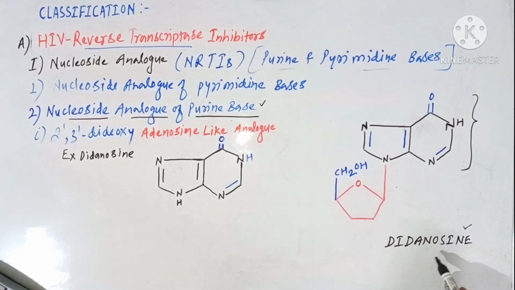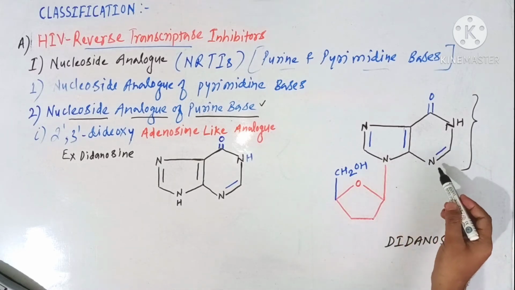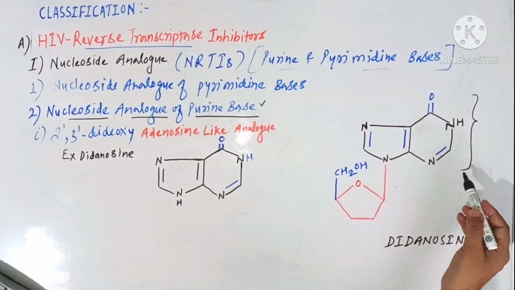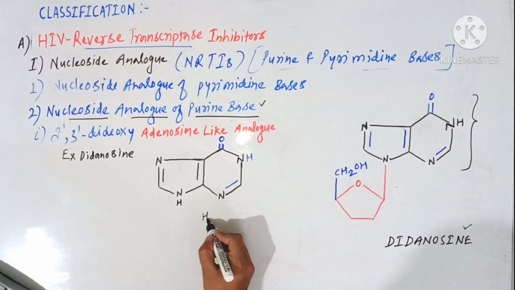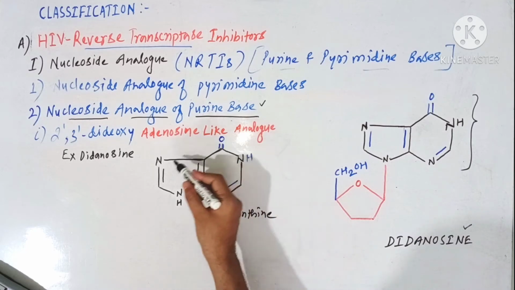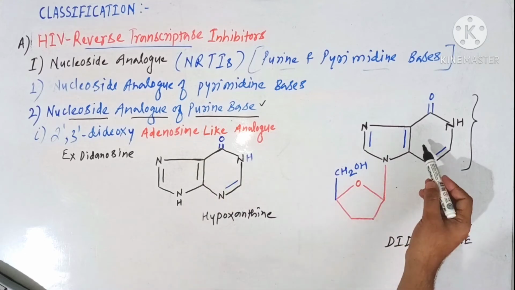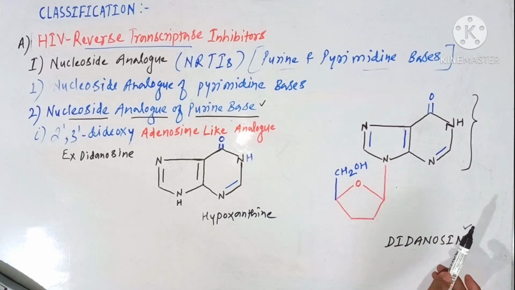So how do we memorize the structure of didanosine? We have to keep in mind that in didanosine, the purine base which is attached to this pentose sugar is not adenosine, but adenosine like, and this purine base is known by the name hypoxanthine. This hypoxanthine is present in didanosine, coupled with this pentose sugar. So why does this drug have osine as a suffix in its name?